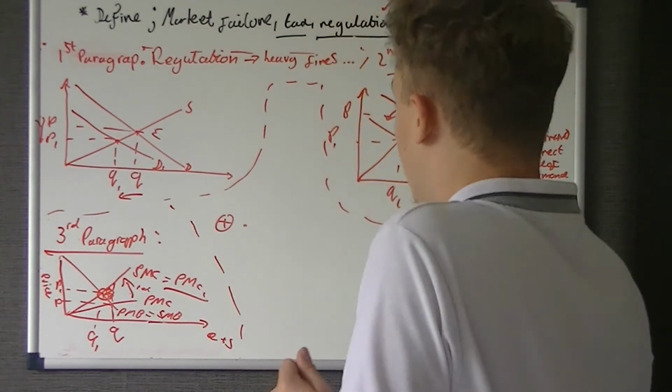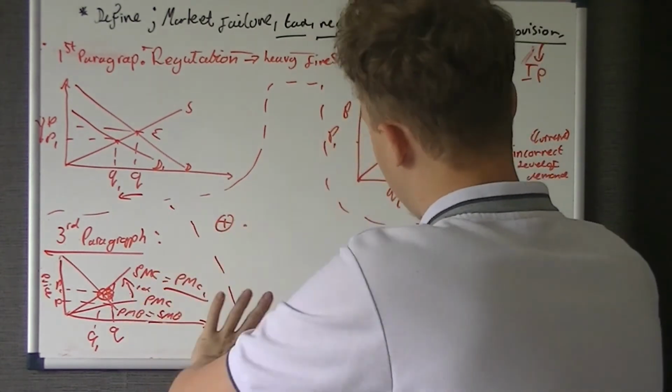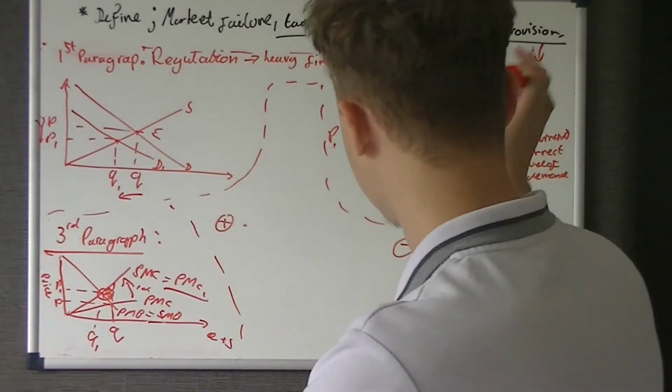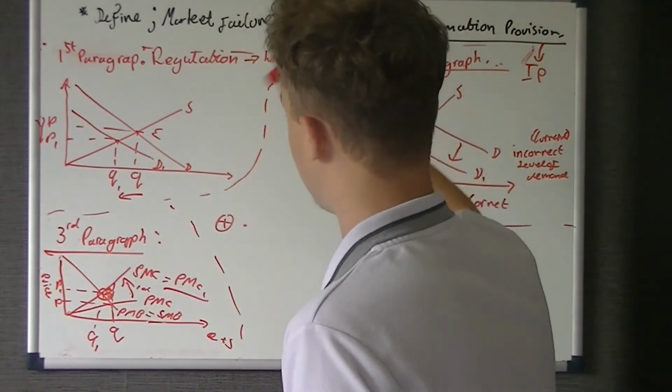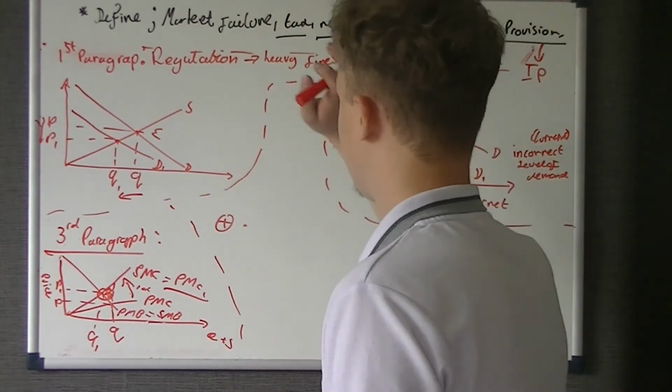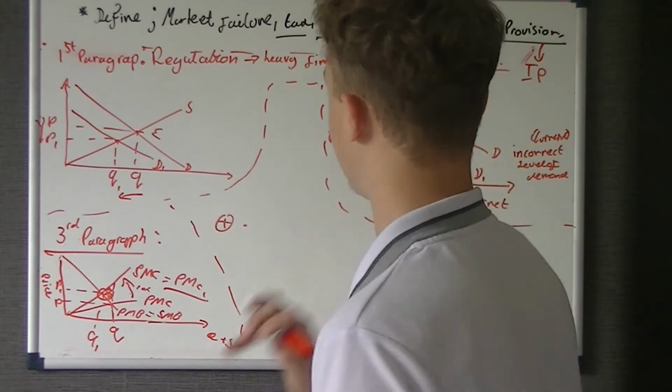So, what you do now is you do your disadvantages and advantages. I will say this again, you can listen to me or not, it doesn't matter. So, the advantage of regulation, advantage of taxation, advantage of information provision. And you do a disadvantage of tax, regulation and information provision.